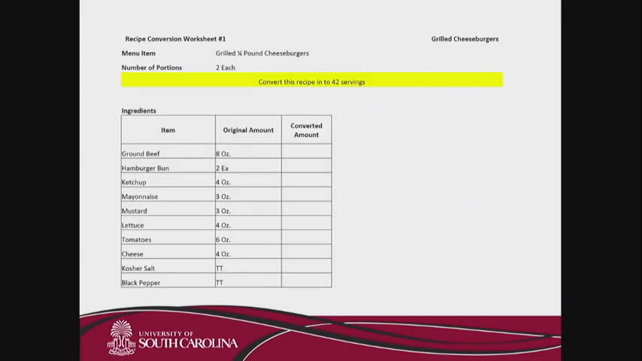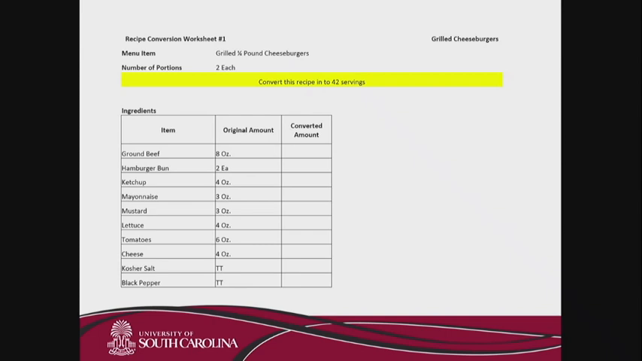You're going to have an assignment on Blackboard that's up right now, and it'll be due next week, okay? So make sure that you do it. And it's going to look just like this. Now, where it says number of portions, that means how many servings, right? That means the yield. The yield is 2, okay? And then it says convert this recipe to 42 servings.